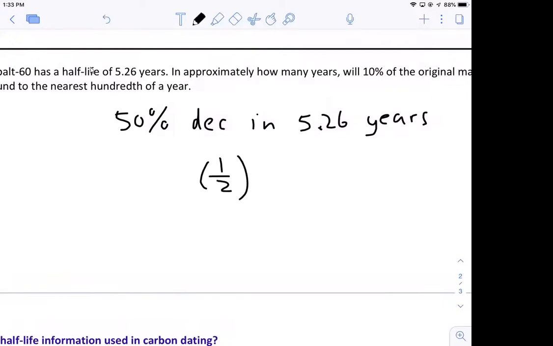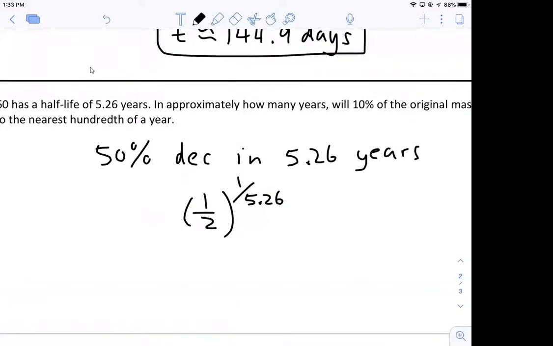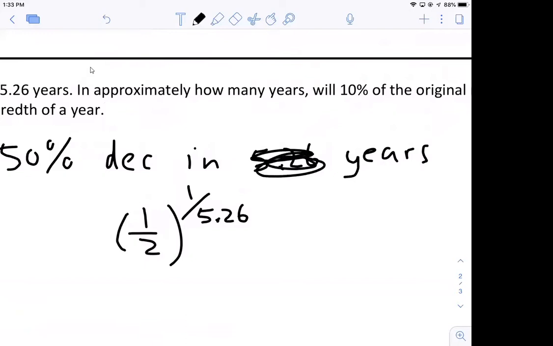Right? If we know it decreases by a half in 5.26 years, in 1 year, it's going to decrease by a half to the 1/5.26 power. Does that make sense? If that doesn't make sense, imagine it was 10 years. Then it'll be a half to the 1/10, right? So same concept, it's just not a nice number this time, but we've been building up to this.